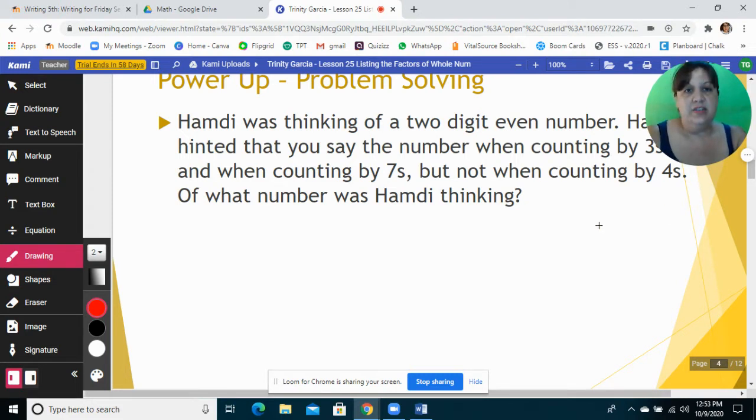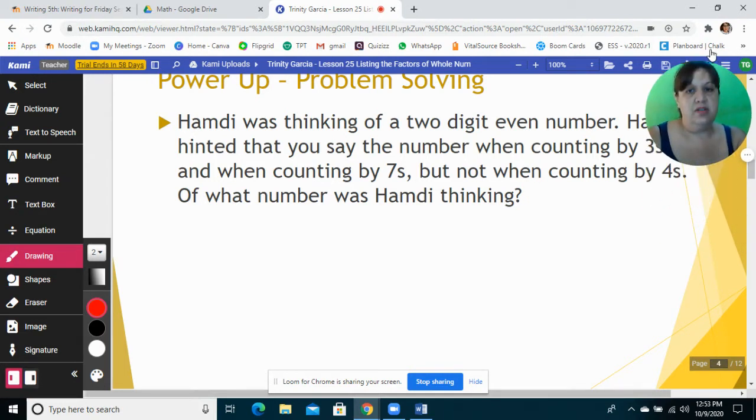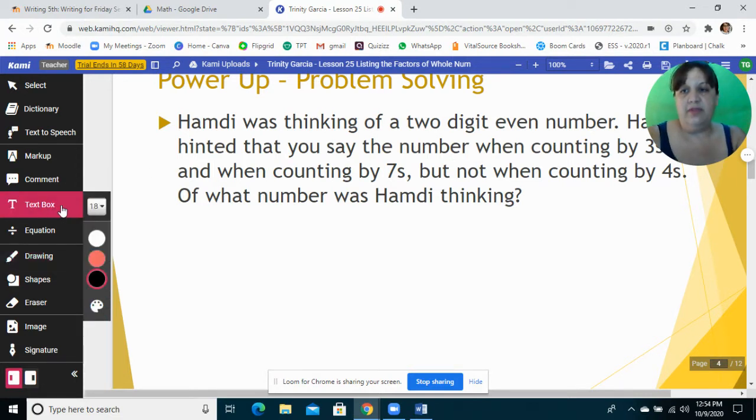Hamdi was thinking of a two-digit even number. Hamdi hinted that you could say the number when counting by threes and when counting by sevens, but not when counting by fours. Of what number was Hamdi thinking? Okay, this is a little bit different kind of problem than we've done before, so we need to think about it and understand very well what kind of information we're given. So we're going to list out the information that we have. Okay, we're going to write it out on our paper.